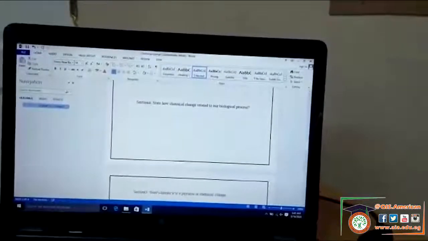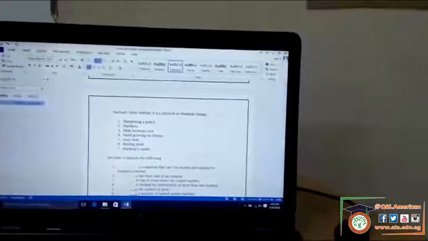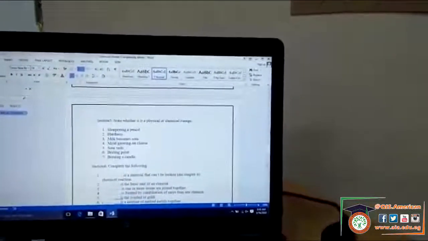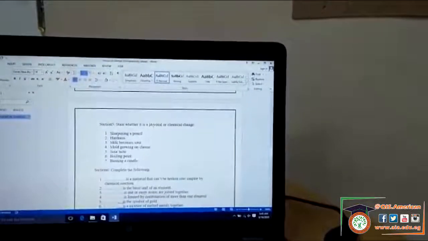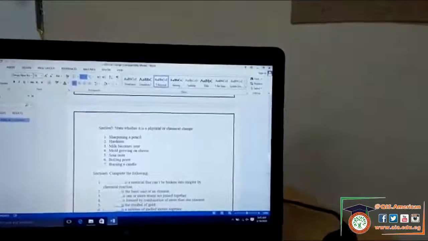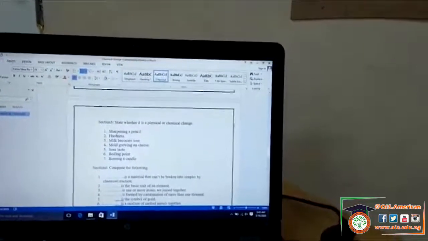I know section 5, you love it: state whether it's a physical or chemical change, and we did it in class a lot of times. Number one, sharpening a pencil. Who remembers when we sharpen a pencil? Is it still a pencil or did it change to another thing? Yes, so it is a physical change. Number one, sharpening a pencil is a physical change.